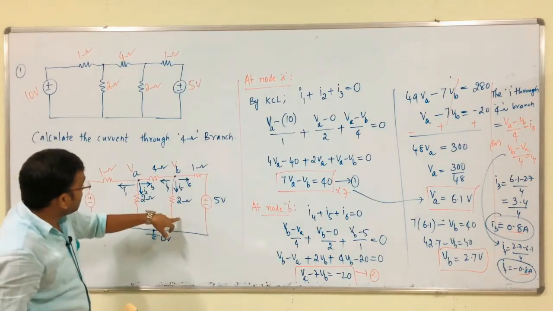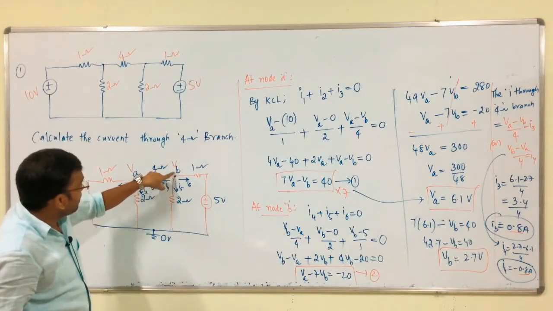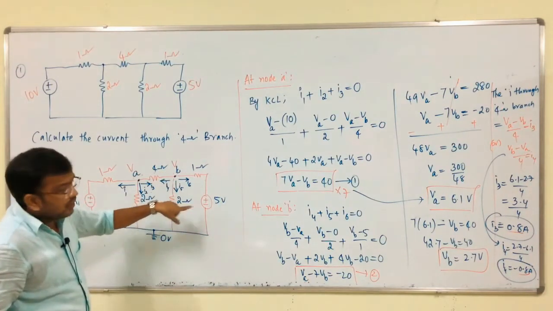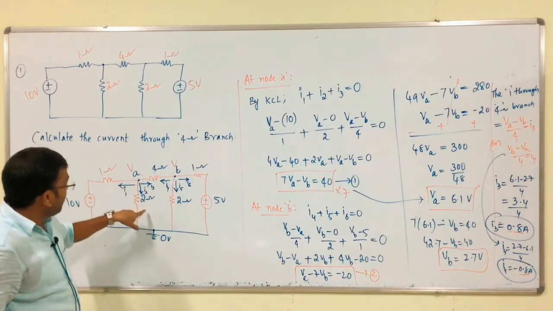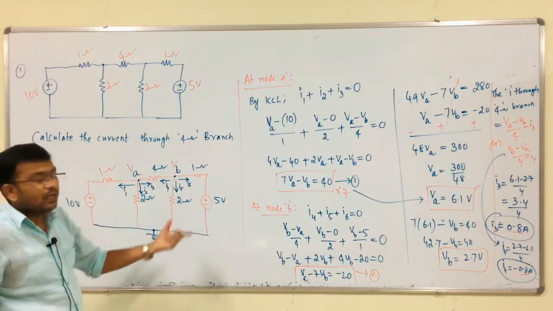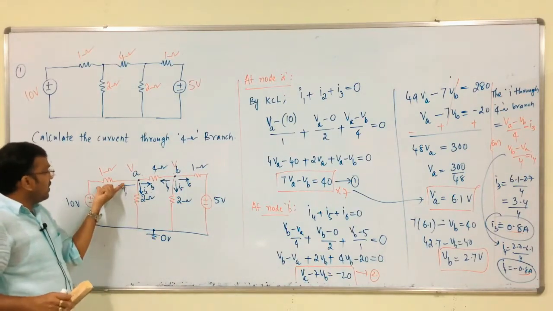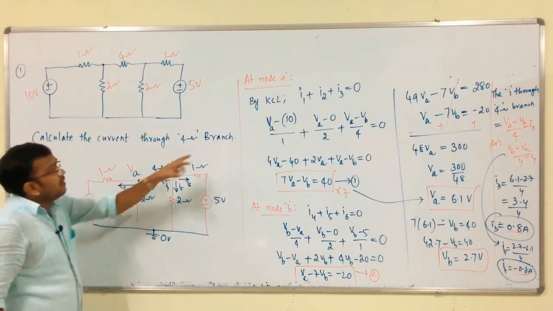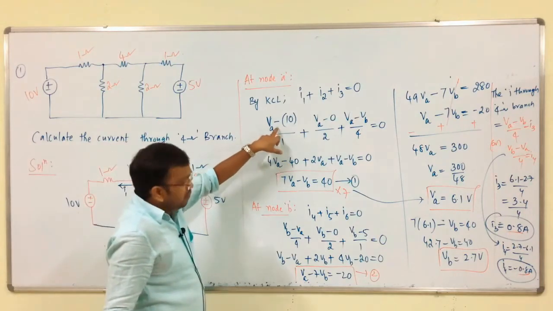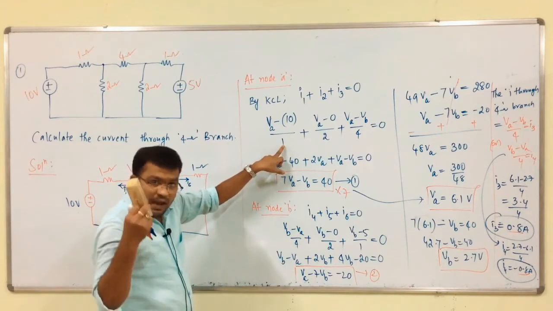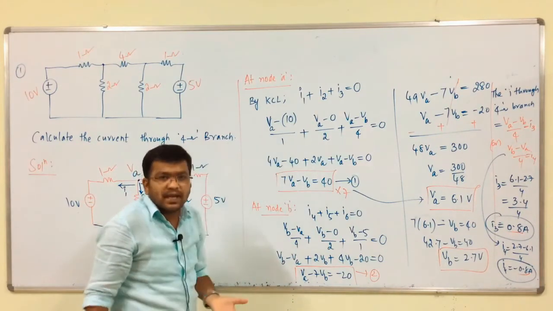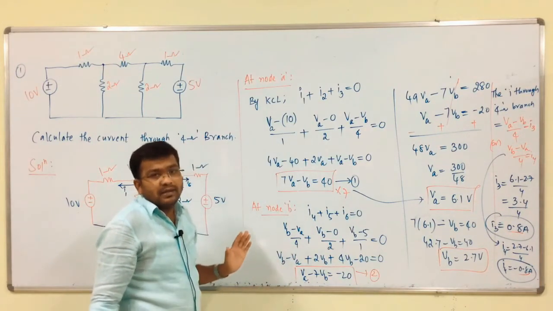The current through this branch I5 is nothing but VB by 2. What is the value of VB? 2.7 by 2. Like this, the current through this branch is VA by 2, that is 6.1 by 2. The current through this branch is what? VA minus 10 by 1. We have VA value 6.1 minus 10 by 1. So, we have to get the current through any branch by using this nodal analysis.